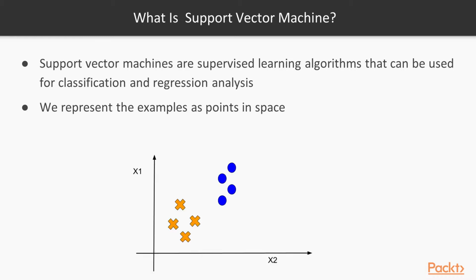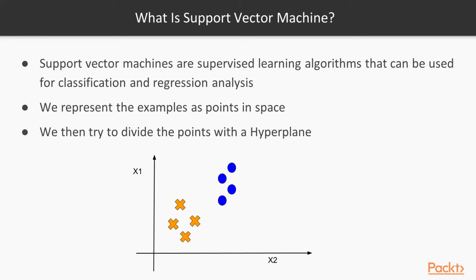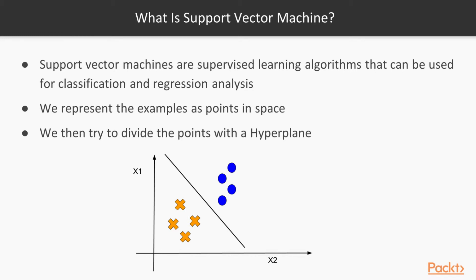Let's take this graph for example. Our task is to separate the blue dots from the orange crosses. To do this, we try to divide the points with the hyperplane. Let's suppose this line is a good line that divides these 2 points.